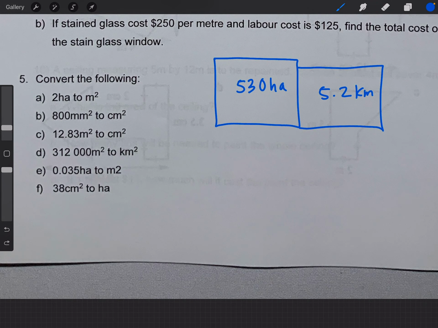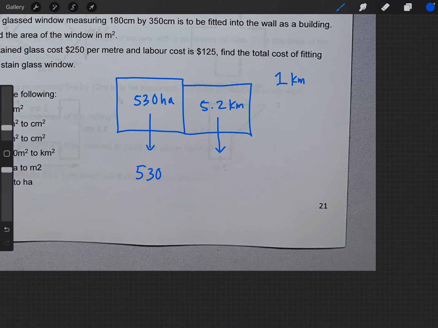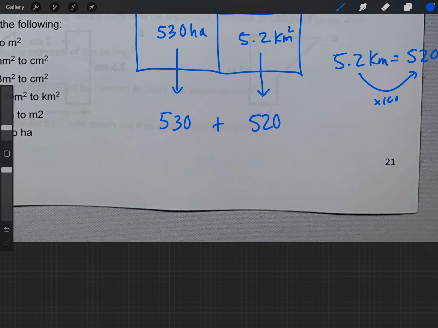So they wanted you to find the total number of hectares of land. Well, this is already in hectares, so let's just leave it at 530. Now this one can be converted to hectares. We know that 1 kilometer squared, by the way, this is squared, is equal to 100 hectares. So 5.2 kilometers squared must equal, to go from kilometer squared to hectare, we times it by 100. So I'm going to times this by 100, and I'm going to get 520. So this is 520 hectares. So together, how many hectares does he have? Add them up and get the answer.